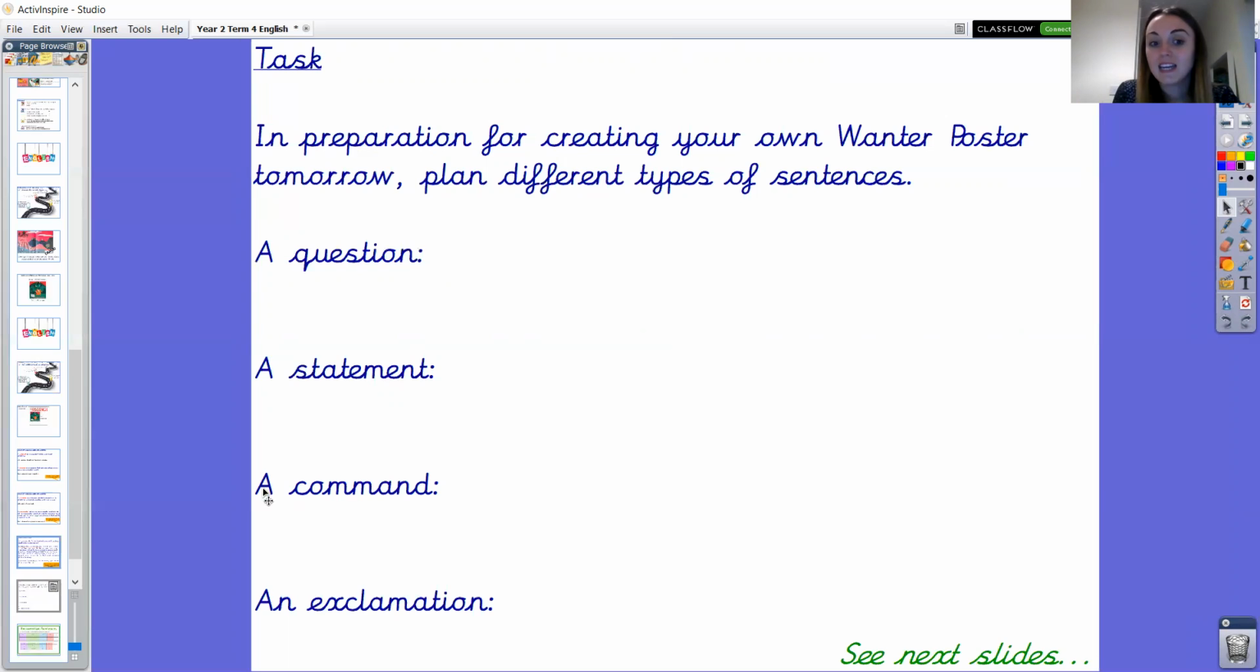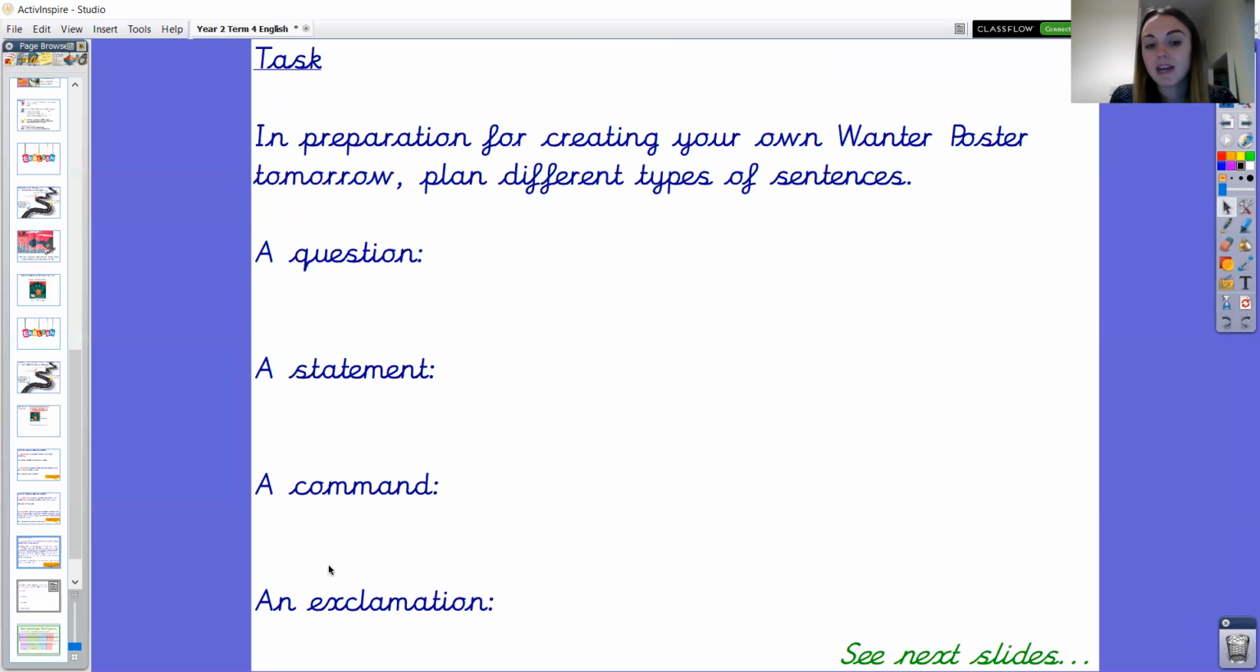Next, I'd like you to write the heading a command, and underneath write a command that you might like to use tomorrow. So with a command, you might be thinking about how can you close your wanted poster? So what might you be writing towards the end? Remember, it starts with a verb. It's something you are telling the audience to do. So for example, you might say, take care of yourself. Find the terrible beast. Call the police. Okay, so they're just a few examples that we've explored together.